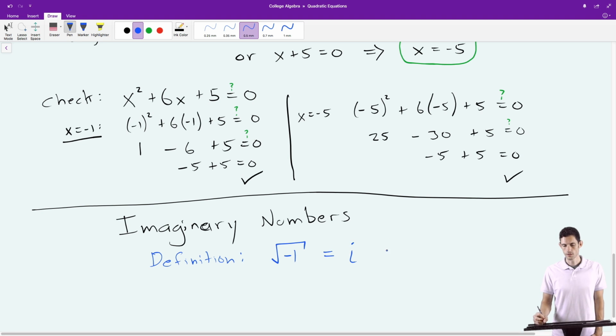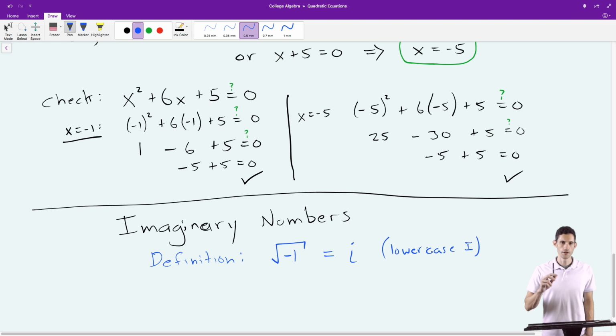That's a lowercase i. And it stands for imaginary, of course. That's called the imaginary unit. And so we're just going to take this to be a definition, and that's the only imaginary thing we have to just accept. And then besides that, we're going to get back to strict logic and mathematics.